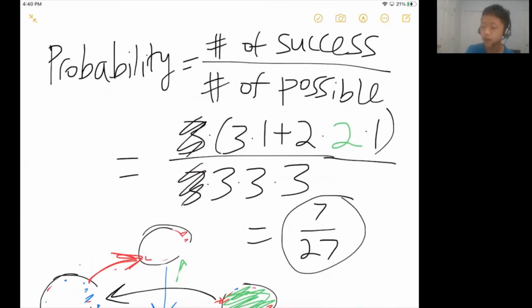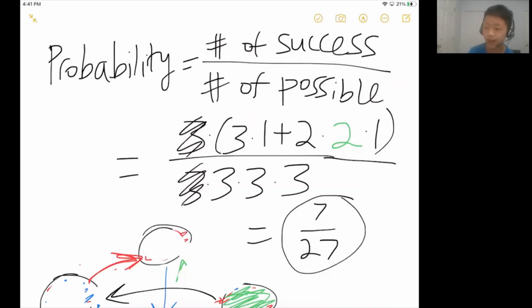And so just to summarize again, this was a weird problem. Basically, whenever you see probability on the AMC 8, the first formula you should think of is the number of successes divided by the number of possible outcomes. There are other ways of calculating probability, but this is the most common and important way you should know.